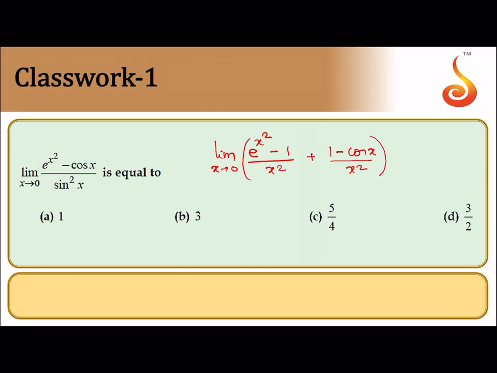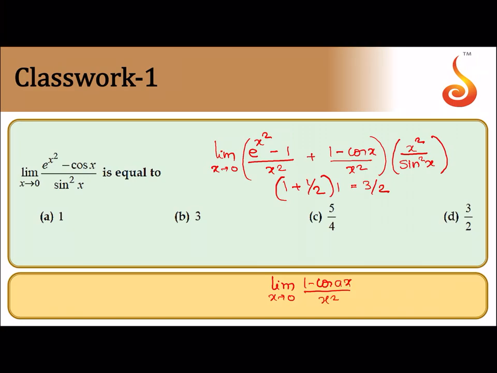Limit as x tends to 0, e to the power x square minus 1 by x square, plus minus already I have taken. So we write 1 minus cos x by x square, and x square by sine square x in one bracket. Both are the same, so this will give you 1. This will give you 1 by 2 into 1, which gives 3 by 2.